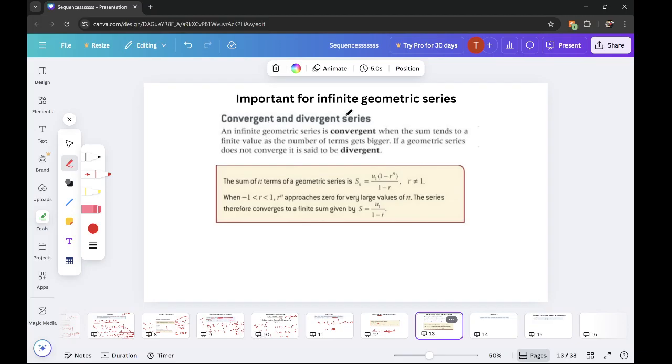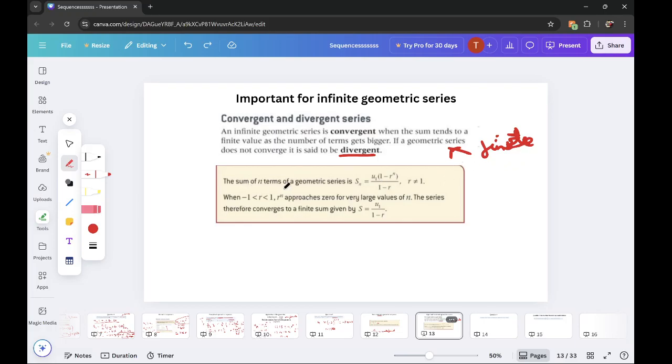There's something called convergent and divergent series. An infinite geometric series is convergent. This is when the sum tends to a finite value as the number of terms gets bigger. If a geometric series does not converge, it is said to be divergent. I just want you to remember that right there. An infinite series is convergent. A finite geometric sequence is divergent.